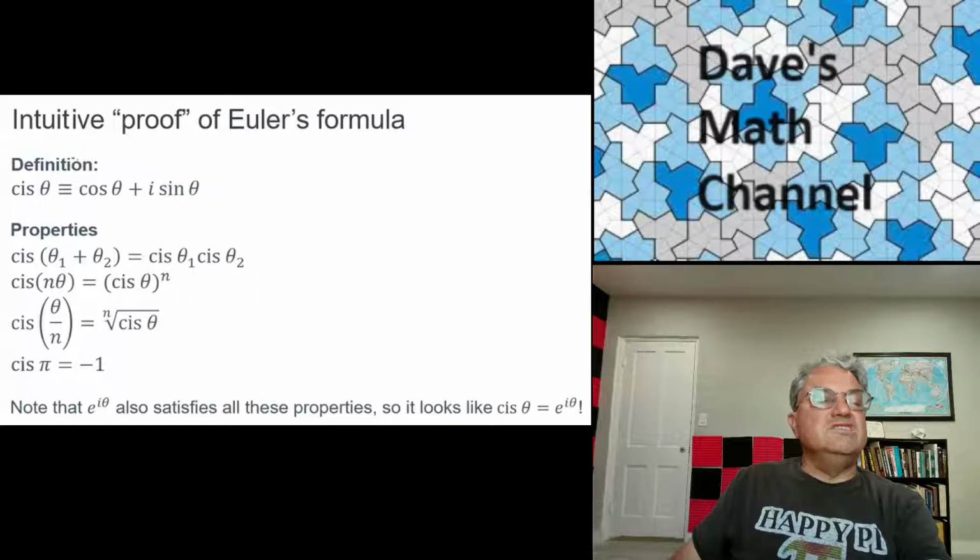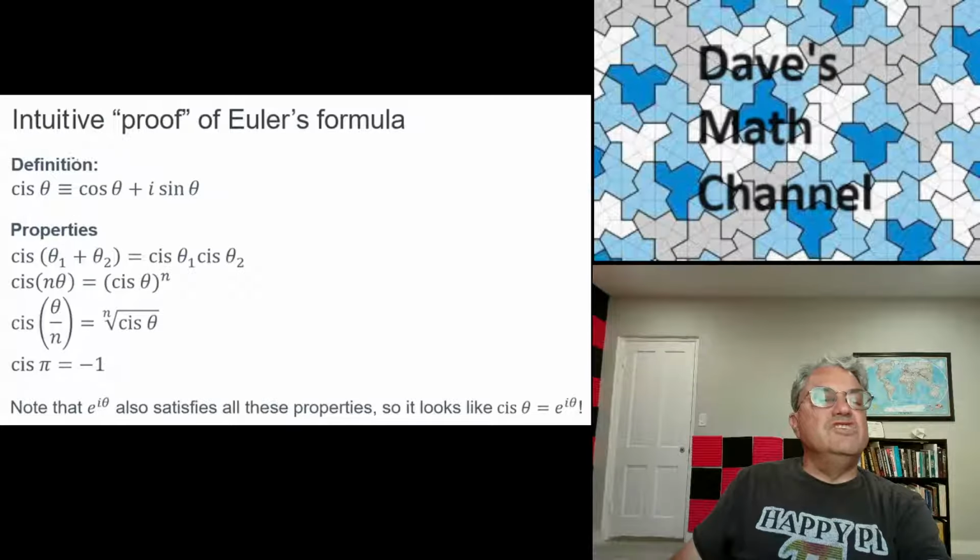And there's one last formula we kind of need. Cis of pi, that's easy to do. That's just cosine pi plus I sine pi. And I already did this for you earlier. This is equal to -1. So we have these four properties of cis. Well, something should strike you with these formulas. Cis looks like an exponential function, right?